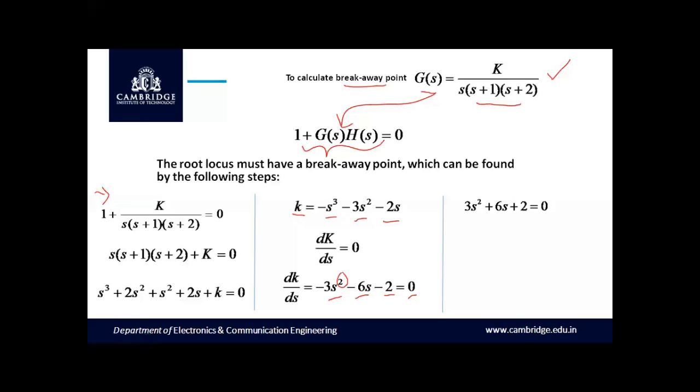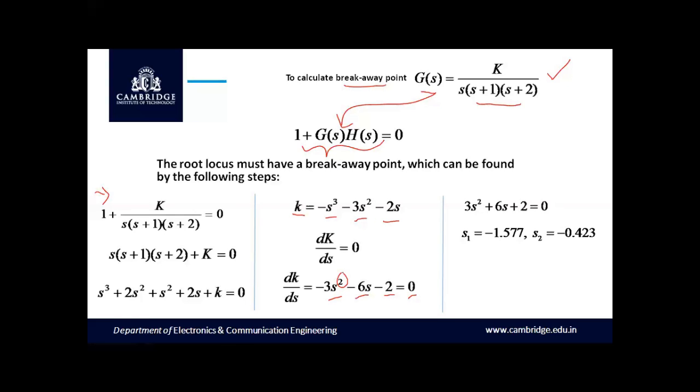3s square plus 6s plus 2 equal to 0. As the highest power is 2 here, we get 2 roots by solving this equation. So let us solve this equation. Once after solving, you get exactly 2 roots. S1 is equal to minus 1.577 and S2 is equal to minus 0.423. Now we are supposed to find the validity.